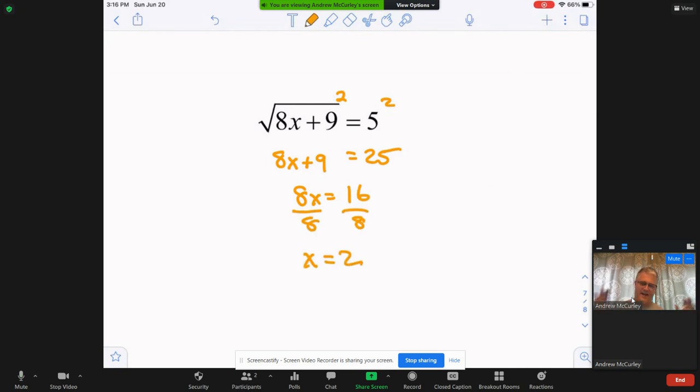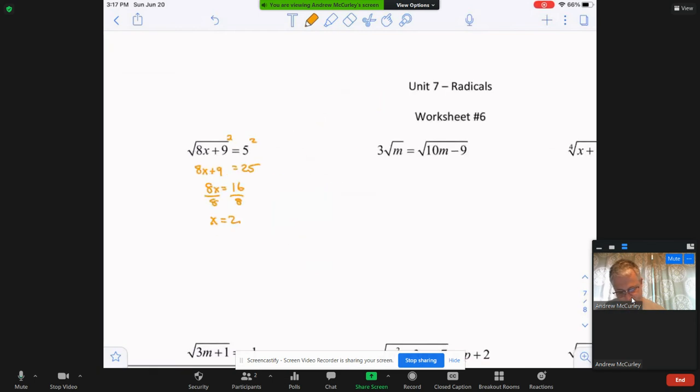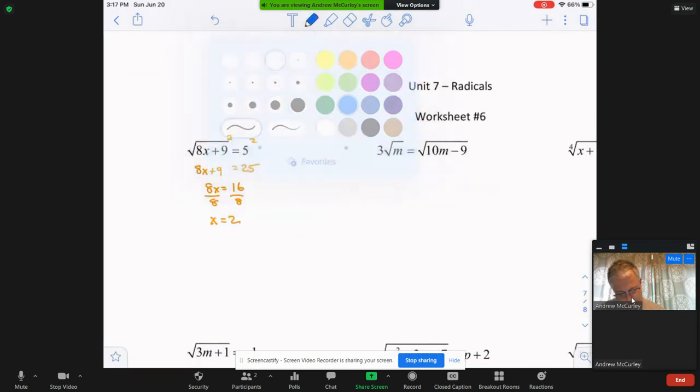Check your answer. You've got to check your answers, even if you just do a mental check, because when we do quadratics and when we do radicals, just goofy things happen. Sometimes it just doesn't work, and there isn't an answer. If I look up here, that's 8 times 2 is 16, plus 9 is 25, and the square root of 25 works. Okay, and just call that a fair warning.